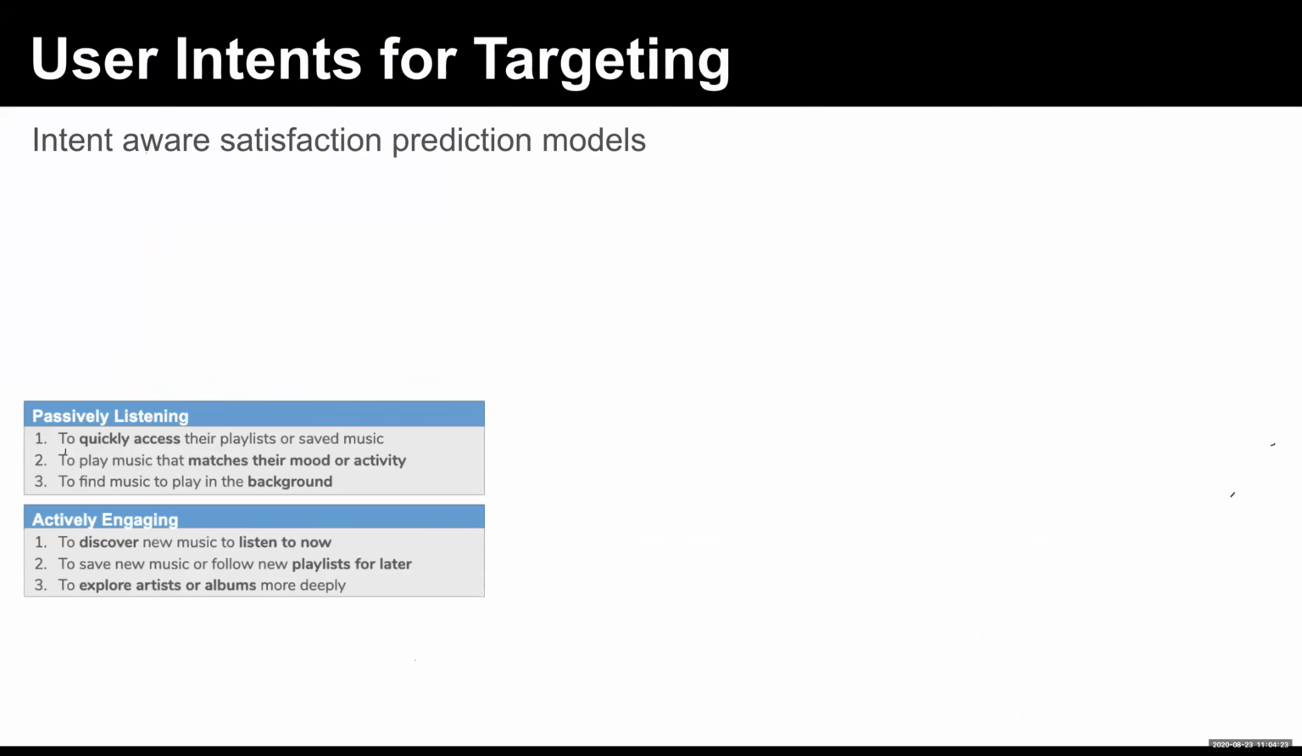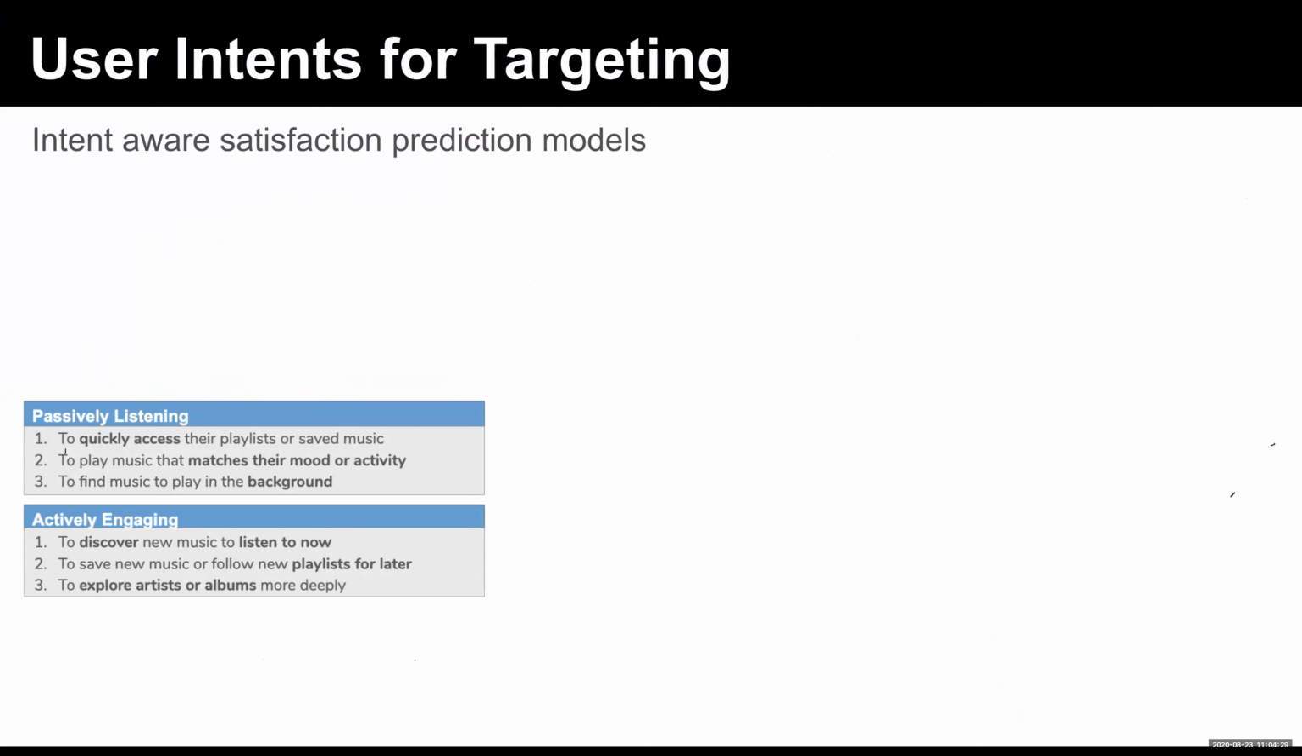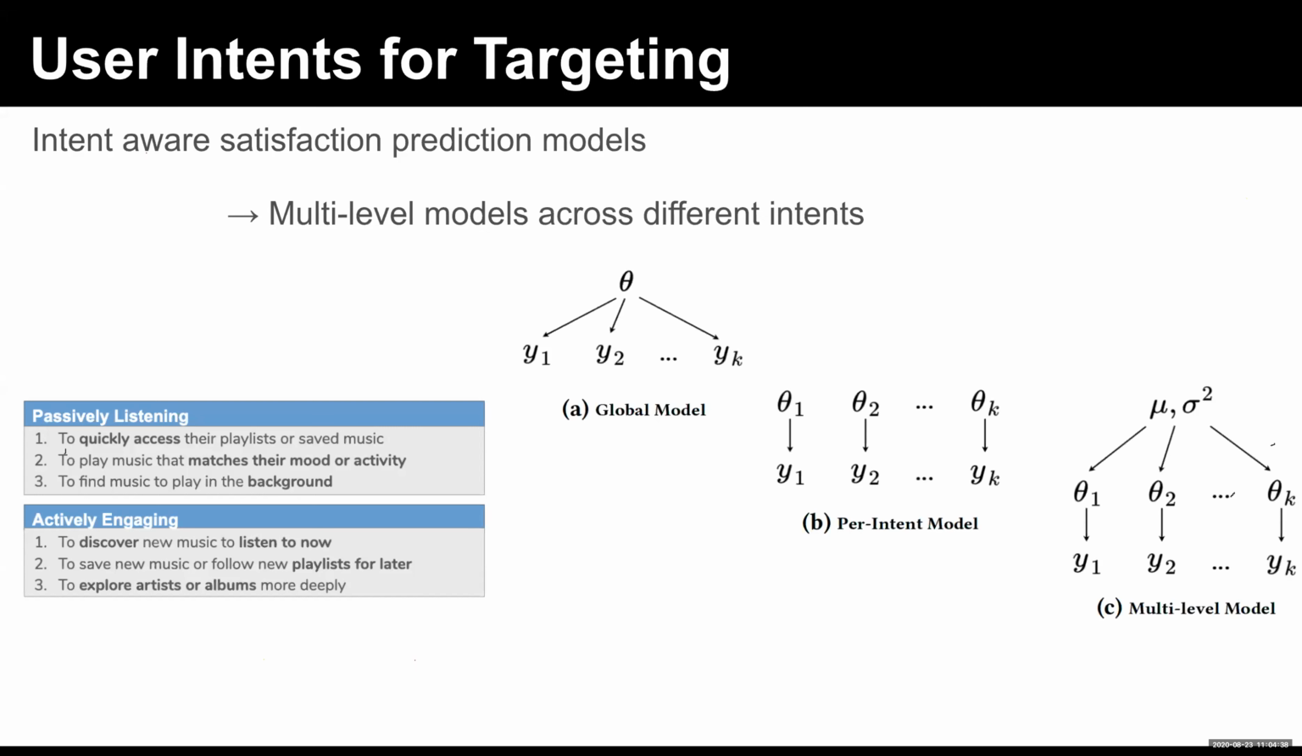Not going into specifics, but if we want to do prediction of satisfaction, I want to know how satisfied my users were. I can do that globally, or I can do that for each intent. So this is the difference. Let's say we do a global model. A global model is a single satisfaction prediction model across all intents.